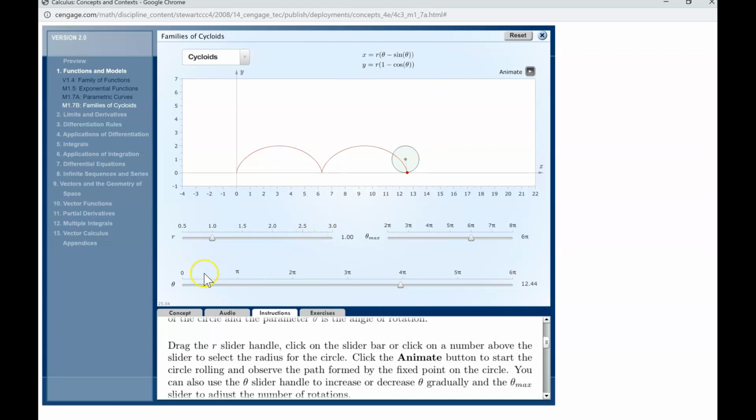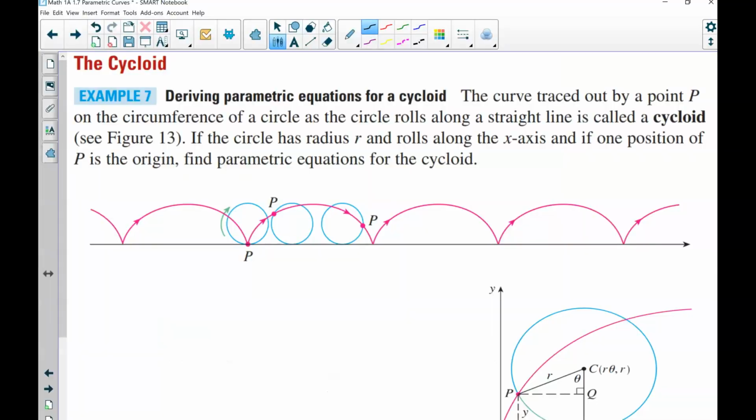Now let's go ahead and hit Animate so you can see what happens when we just watch that. So again, we can change the maximum amount of revolution there. If we wanted to go to 4 pi, then it's going to stop a little sooner. So let's go ahead and click Animate.